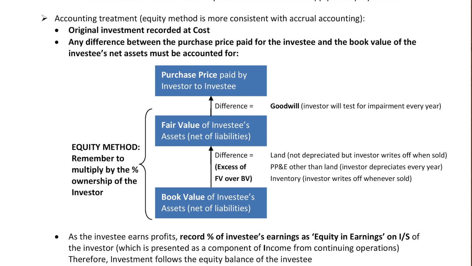And now let's talk about the accounting treatment under this equity method. The original investment is recorded at cost. Any difference between the purchase price paid for the investee and the book value of the investee's net assets must be accounted for. So once again, we are looking at the difference between the purchase price paid for the investee and the book value of the investee's assets net of liabilities.